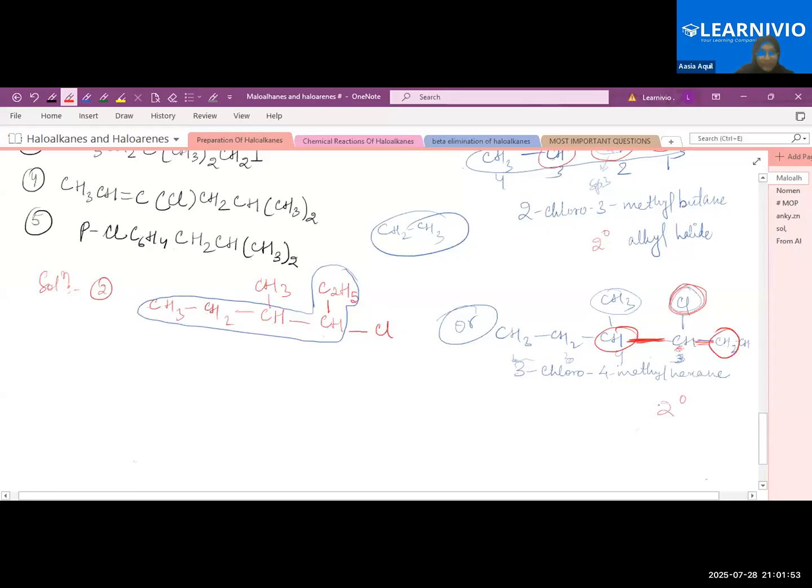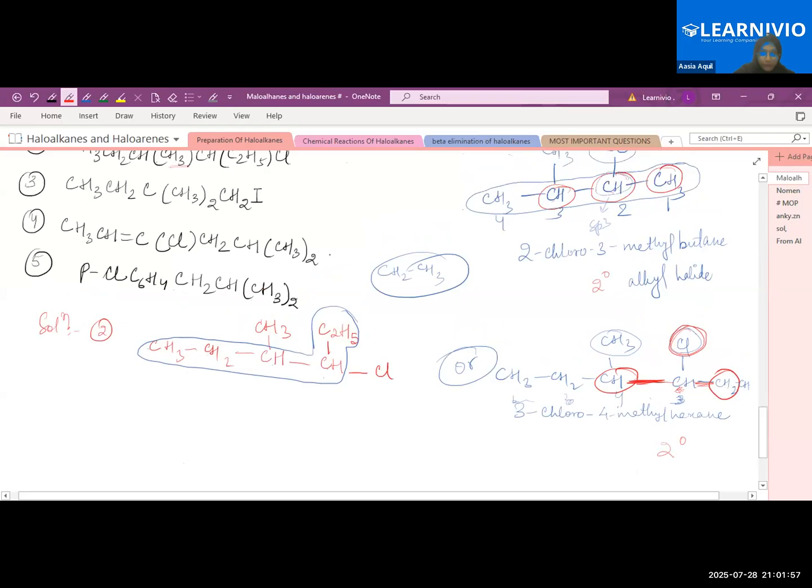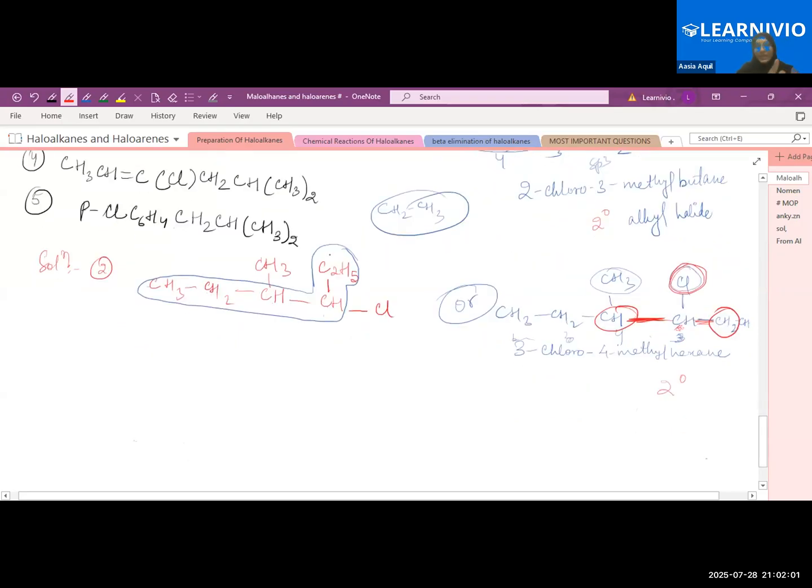Okay, one more question I will explain, and the others I will give in your homework. See the fifth one. That is your P. P refers to the para position, right? So just try to draw the structure first. So it's C6H4, right? So it's again a benzene ring, and on the para position, suppose it's a chlorine, right? And if you are writing para position, which one is the para? So it's this group, right? Ortho, meta, and para. So this is your para position. On the para position, chlorine is attached, and here CH2, CH2, CH, and on CH there are two substitutions, CH3 twice. So CH3 and CH3. So basically this is the structure of this.